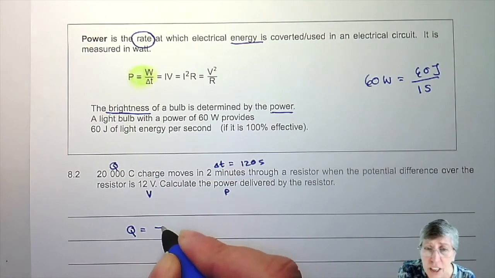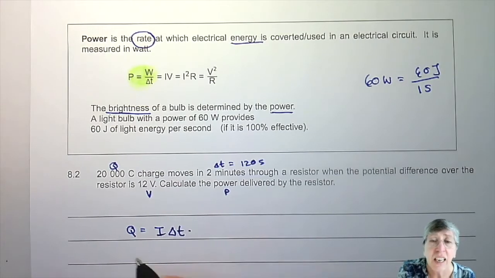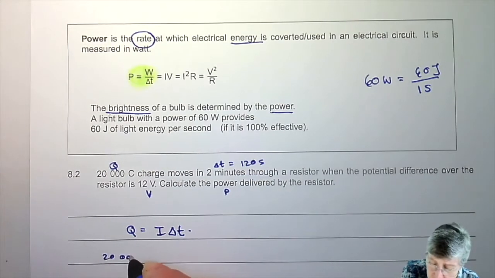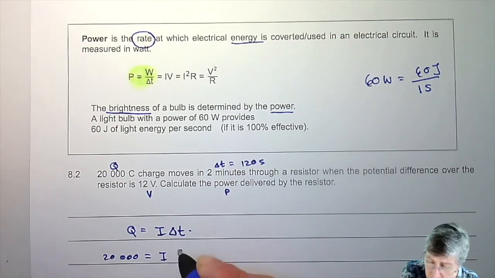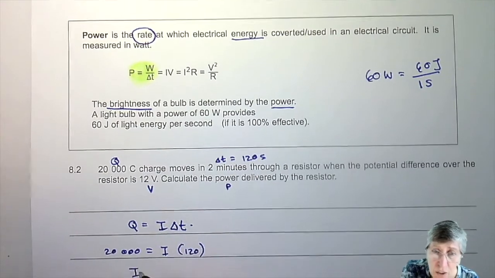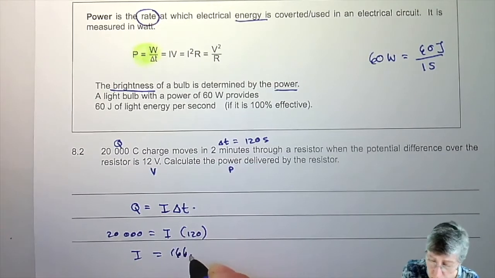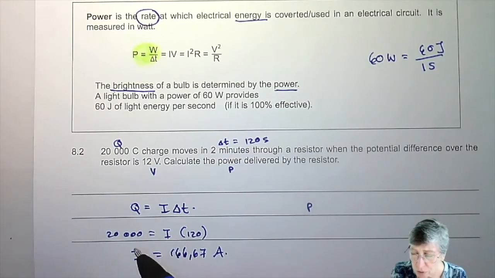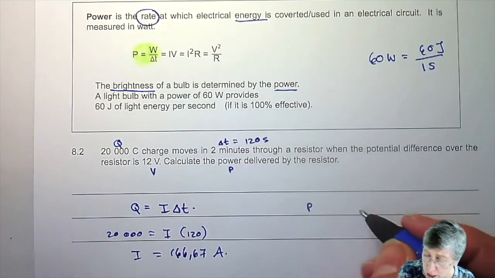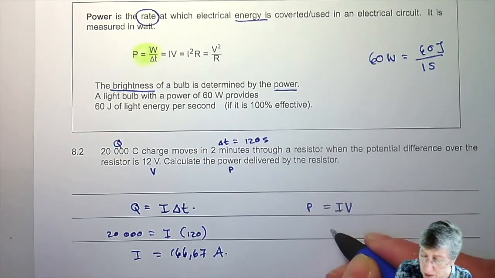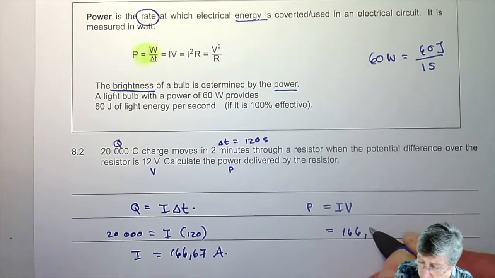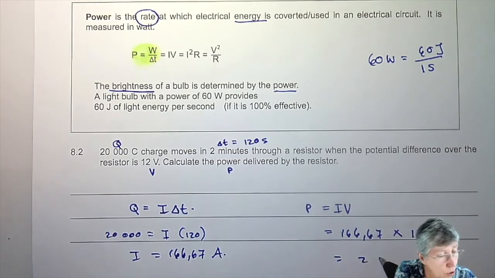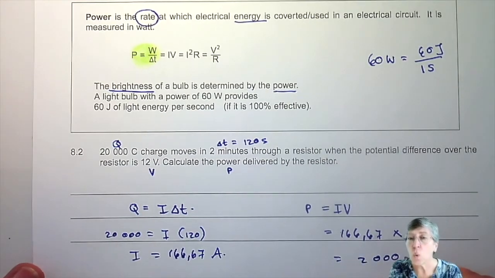Q, I have an equation that tells you Q equals I delta T. So for this one, they give me Q, that is 20,000, and they give me delta T, 120. So that tells me the current over there will be 166.67 ampere. Right, and then I can go to P, because now I've got I and V, and that's one of my equations. P equals I times V. Right, so it's 166.67 times the 12, and then you end up with 2,000, and that is watt.